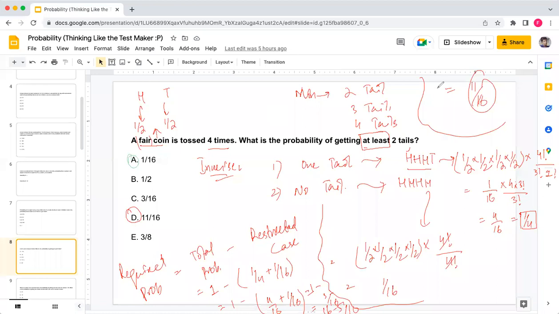And if you want me to proceed by finding the conditions for 2 tails, 3 tails, and 4 tails, please let me know if anyone of you wants me to solve that way as well. Anyone who wants me to solve that way?